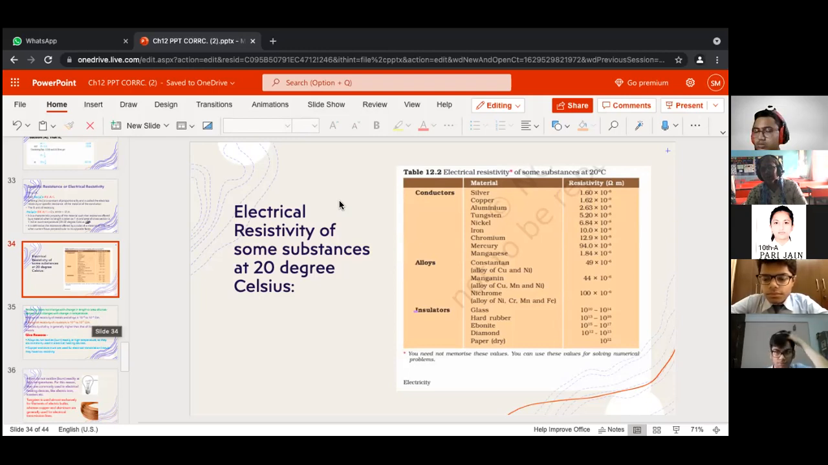You can see here nickel is 6.84 and copper is 1.62. But when alloys are made by adding them in a ratio, in the form of constantan, the resistance is a little bit increased. So this was the only purpose that alloys were made, so that we can use them in certain areas where more heat is generated.